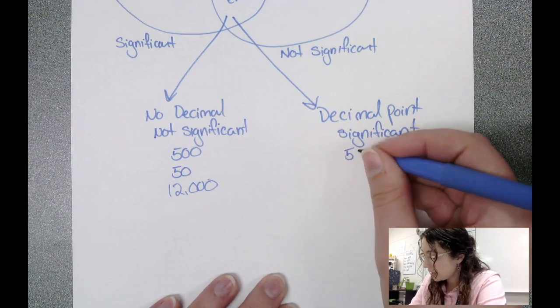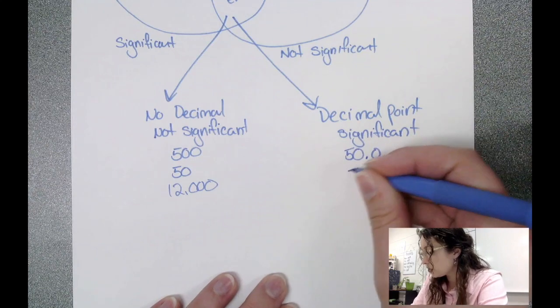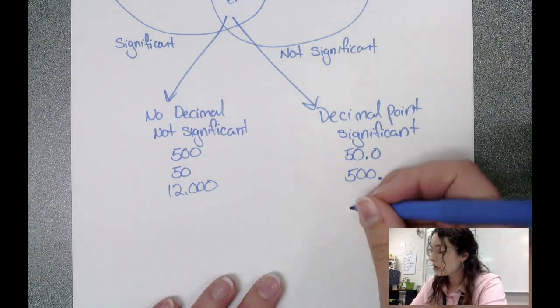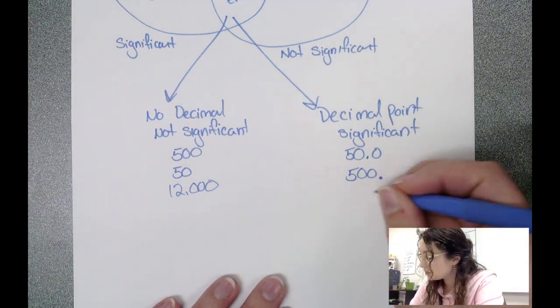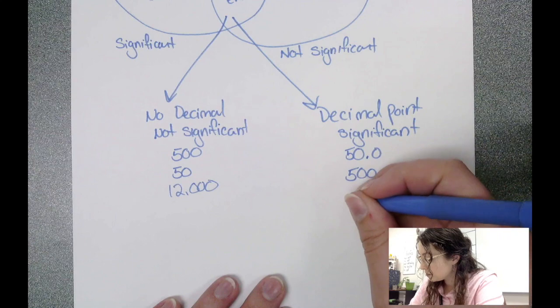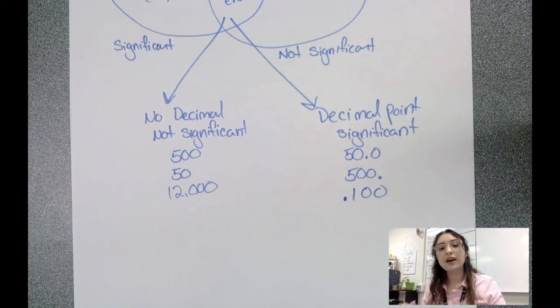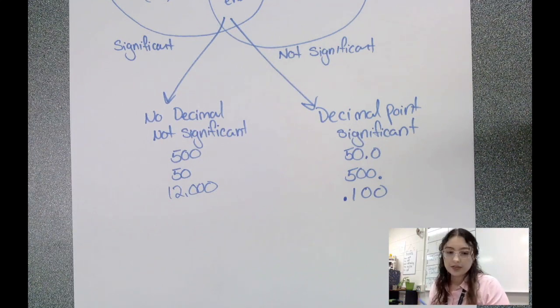So things like 50.0, or 500 just followed by a decimal point, or 0.100. All of those have zeros that are significant. So that's just how to know if something is significant.